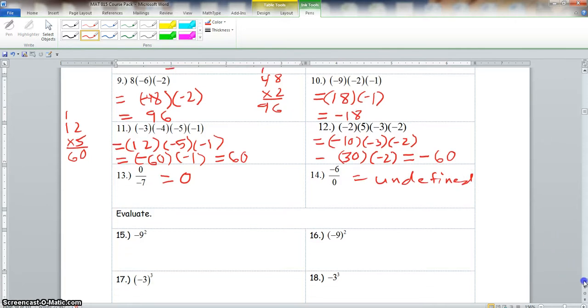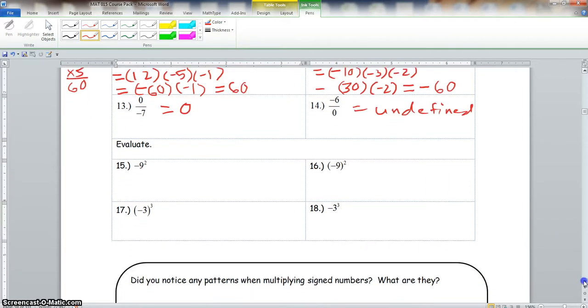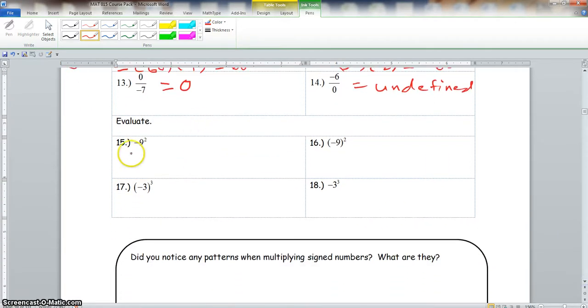Now, we come down here to 15 through 18, which deals with exponents. Now we have a negative, and this is 9 squared. Now this negative sign is not taken to the second power, so we'll write our negative sign, and in parentheses we'll write 9 times 9, because only the 9 is squared. 9 times 9 we know is 81, so it'll be a negative 81.